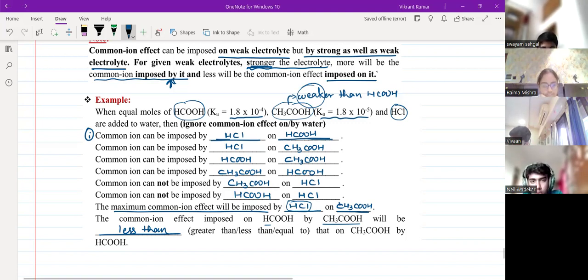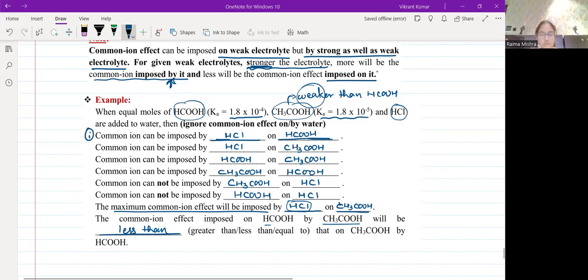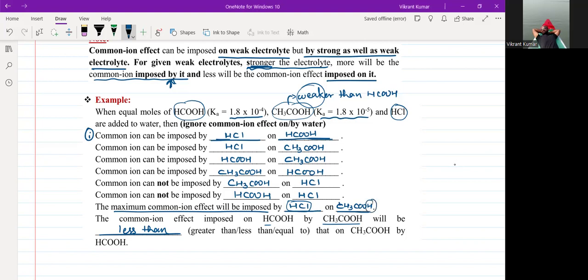Sir. हाँ जी. So in that maximum common ion effect will be imposed by HCl on CH3COH. Can the number of hydrogens have anything to do with it as well? No. It is not about that. It is about the strength that will be represented by the equilibrium constant. Second thing, CH3COH is having 4 hydrogen. All of them are not acidic hydrogen. Only the COOH वाला हाइड्रोजन इज द एसिडिक वन है ना. Yes, sir. तो हम लोग इसी की बात कर रहे हैं.